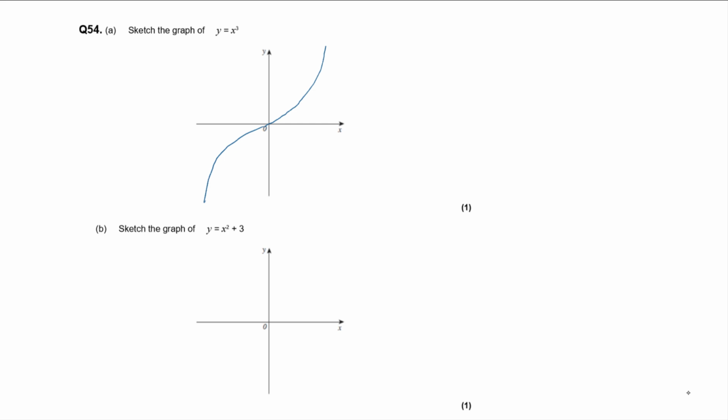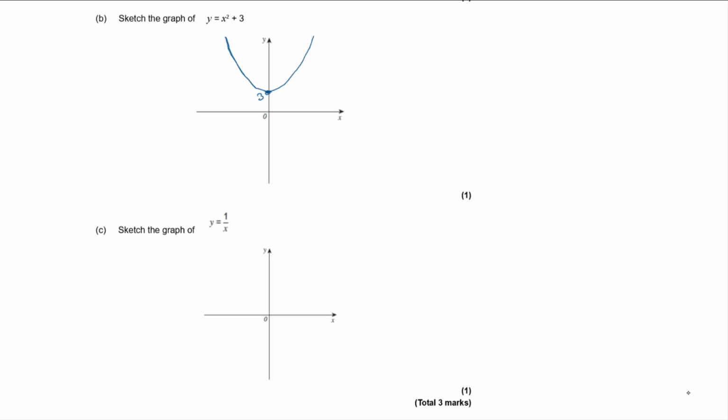So y equals x squared plus 3. x squared would be a parabola through the origin like that, but we're going 3 units up, so we're going to get a parabola that's been shifted 3 units upwards. Something like that. I'm just going to mark 3 there where it goes through the y-axis.